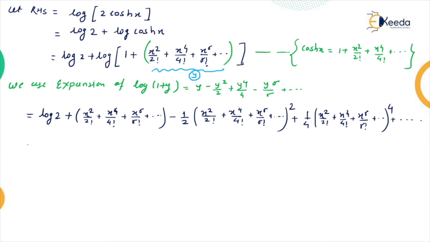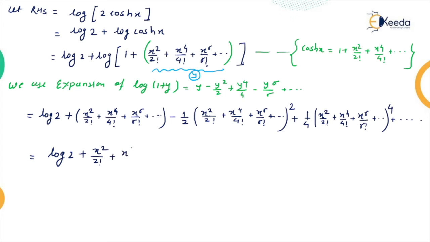So therefore I am taking the expansion up to powers of x raised to 6, and you have to ignore the higher powers of x, guys. So therefore this is equal to log 2 plus, here x square divided by 2 factorial. We have to expand up to x raised to 6, guys.